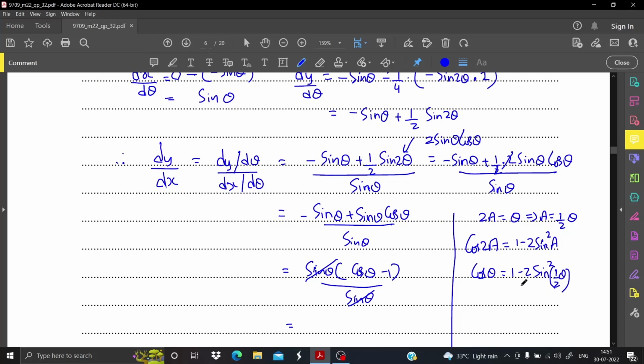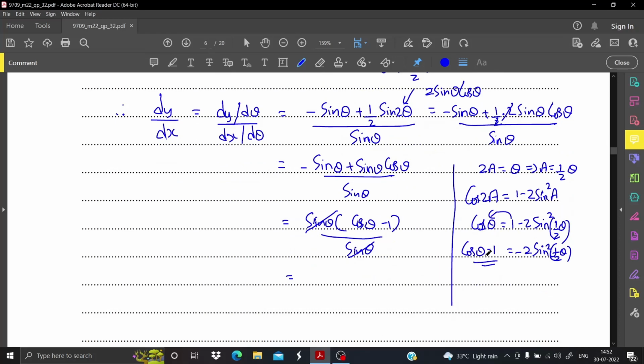So make the 2 sine square, get the 1 to the other side. You get cos theta minus 1 equal to minus 2 sine square half theta. I have shown you the working here, how cos theta minus 1 is minus 2 sine square half theta.